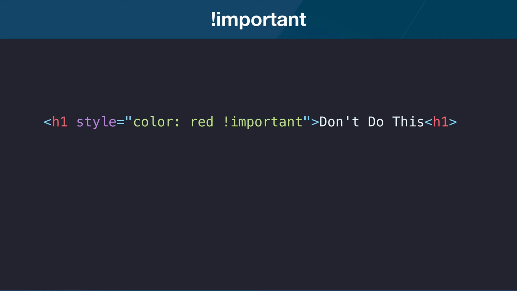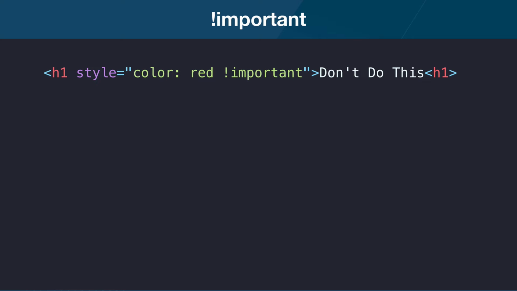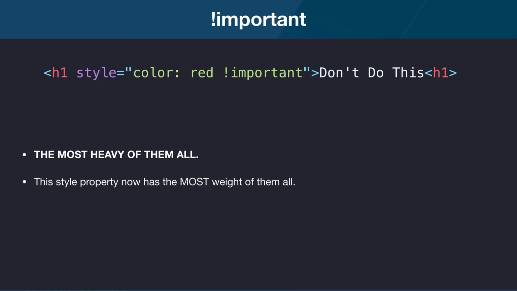So the important tag should be seldom used. That's for when we want to override everything. This is saying, no matter what, I want this element to be this thing. We're saying don't do this. It's the heaviest of them all. It's the hardest to overwrite. You can't override it, really.